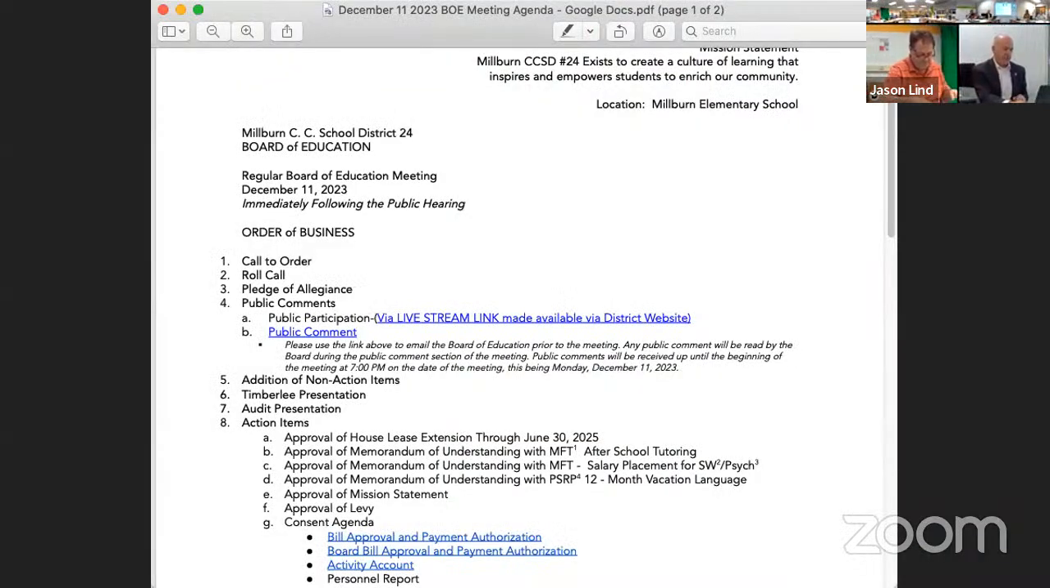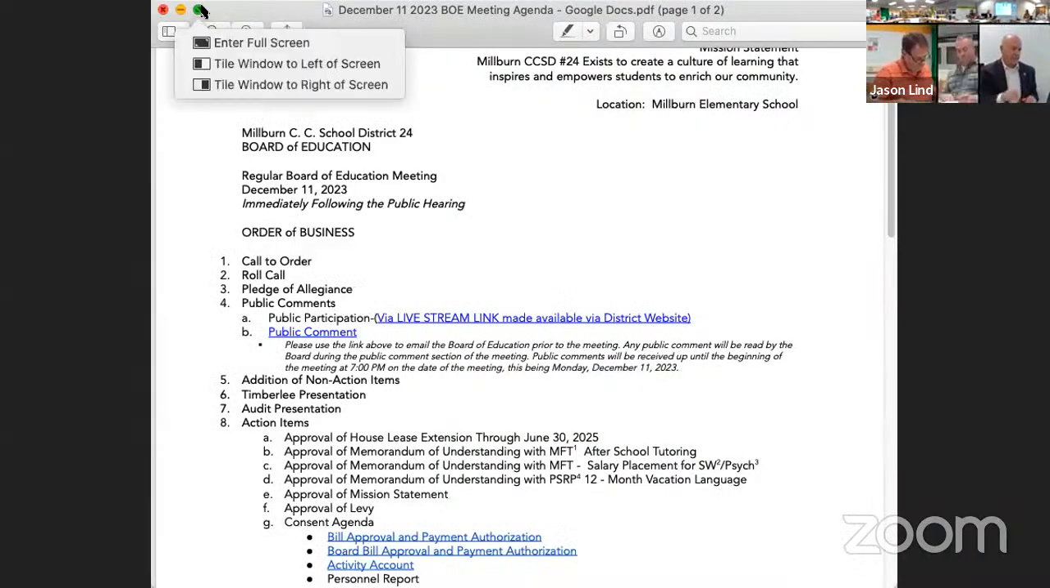All right, action items. Approval of house lease extension through June 30, 2025. As we've talked about before, we have a house that we lease on our property to a staff member, and we would like to extend that for 1 more year. I move to extend the house lease through June 30th, 2025.